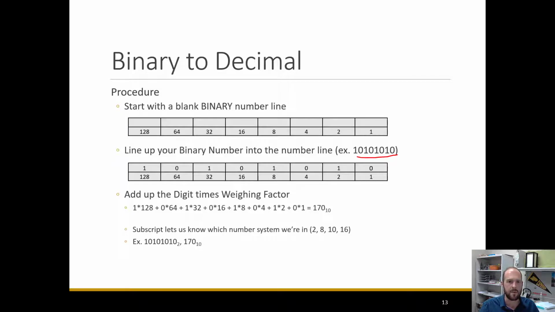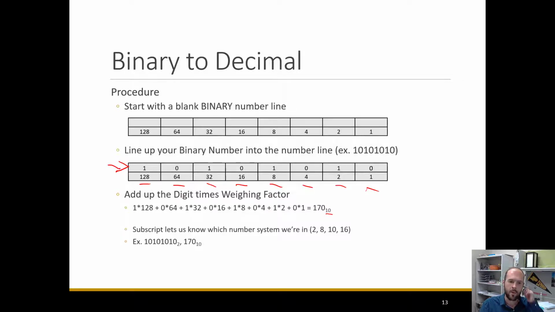So 1, I'll start on the left. 1 times 128, 0 times 64, 1 times 32, 0 times 16, 1 times 8, 0 times 4, 1 times 2, 0 times 1. Note that the top number is your binary number. The bottom number is just the weighing factor. But you just, everywhere with a 1, you add up those weights, and so 10101010 in binary has an equivalent of 170 decimal. The subscript 10 indicates that's a decimal number.